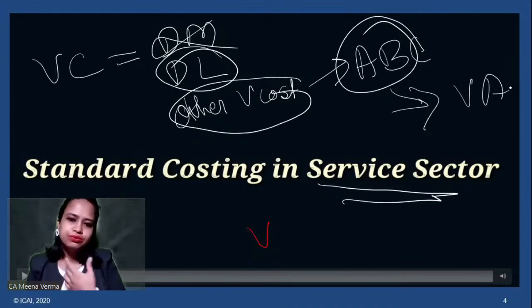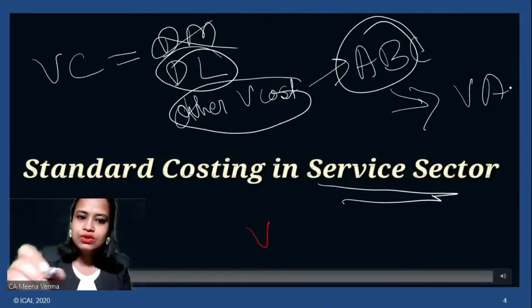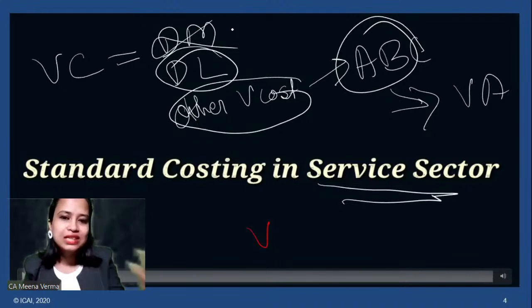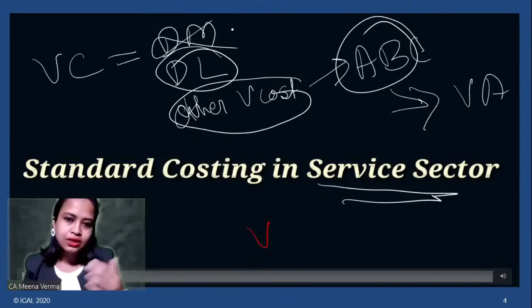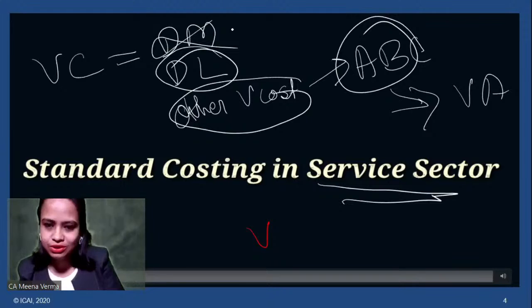Okay, they don't sell product. So they don't use material. So obviously, you don't need to consider the material variances. But yes, they use labor for providing the services. They use other variable costs. So in that case, it is good to apply activity-based costing.